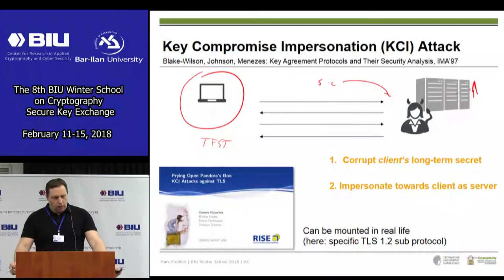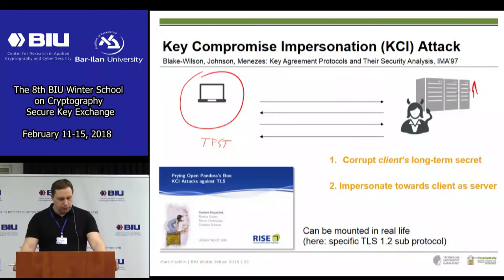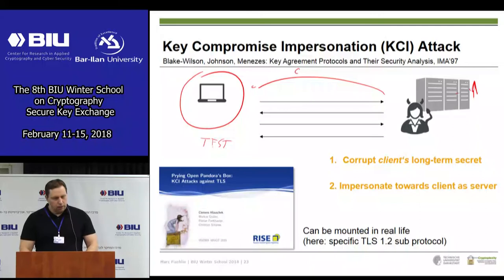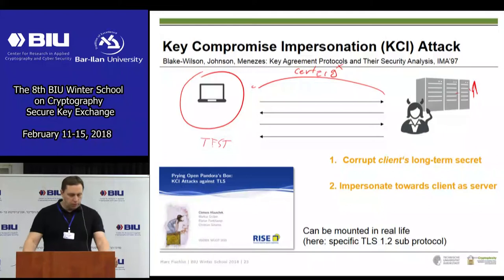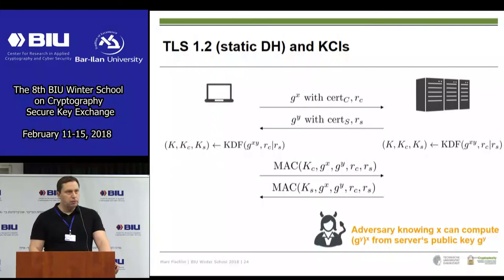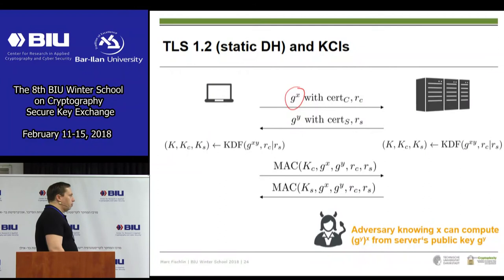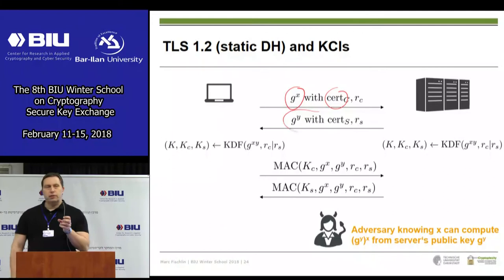Okay, let's look at the other well-known attack. It's key compromise impersonation security, KCI attacks. And the attack works as follows. I'm going to attack the client, pretending to be a server. And what I'm going to do is corrupt the long-term key of the client. Sounds weird, because I want to basically attack that session, and I'm going to corrupt it. And then I'm going to take advantage of the fact that I know the client secret key to impersonate the server.